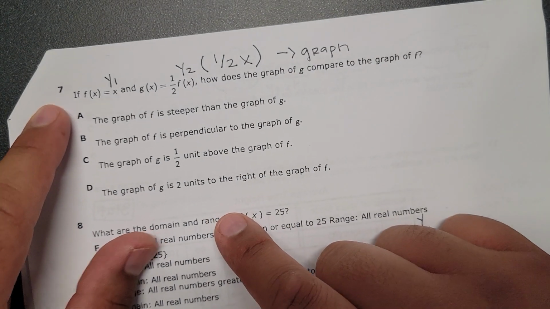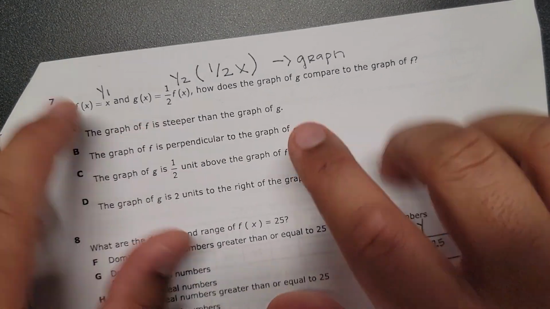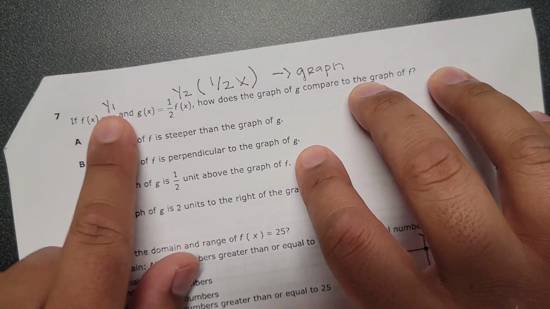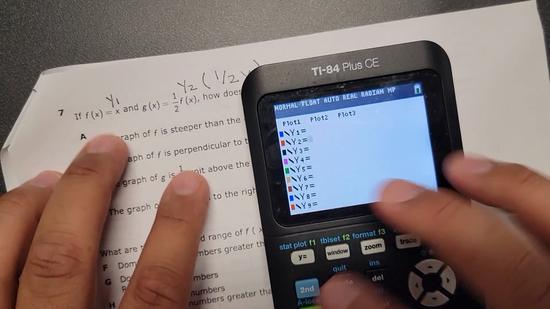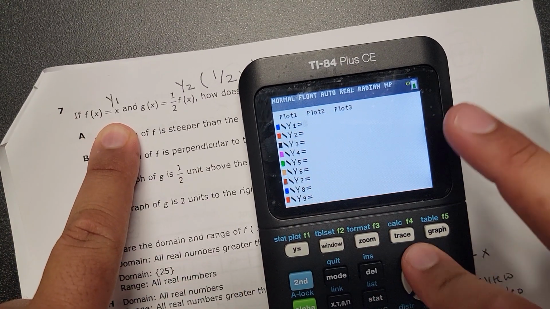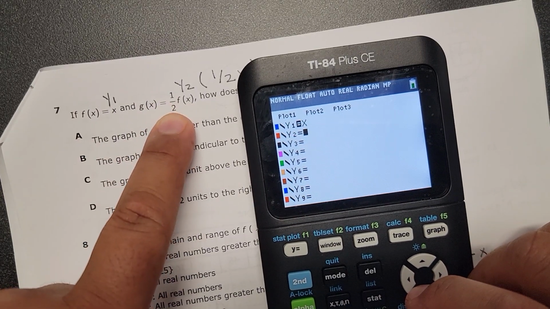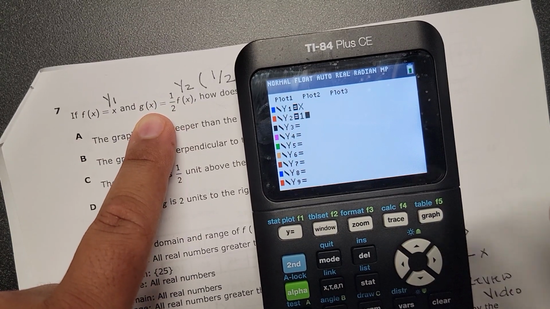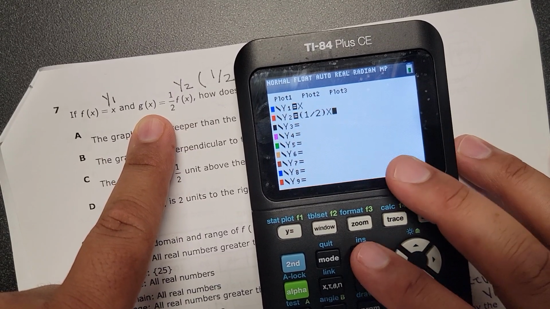Number 7, I want you to go ahead. So I'm going to do this one with you or for you. So we have, this is going to be x. This is going to have a fraction. So parentheses, 1 divided by 2, x.